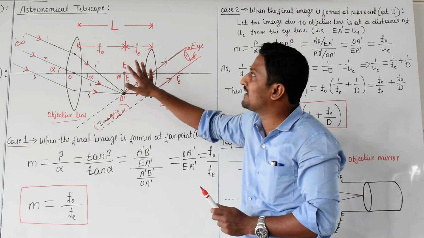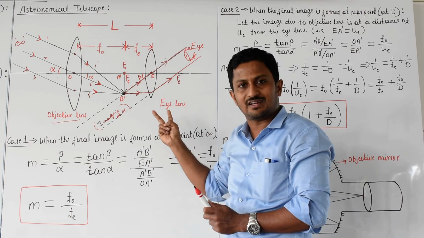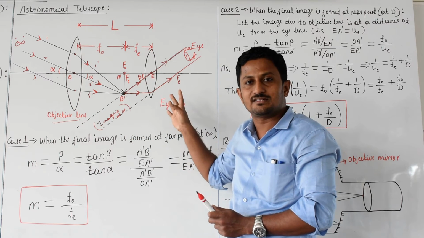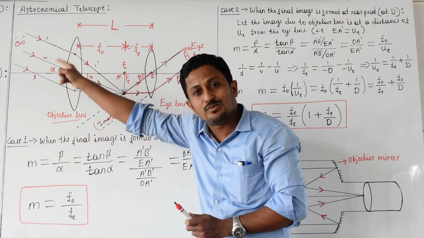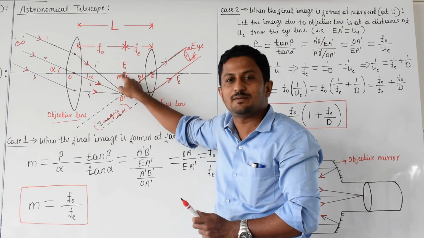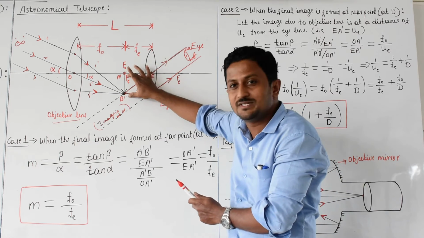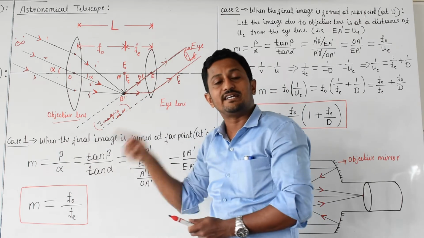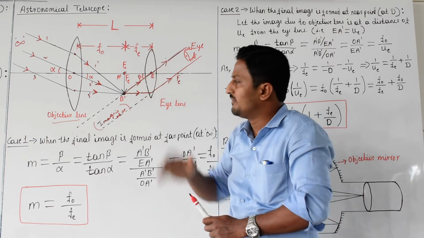This is the ray diagram of a telescope. Here two magnifications are there. One is by the objective lens and another one is by the eye lens. See here, for the objective lens we treated the object at infinity, and the image is produced at the principal focus. For the eye lens we take the object at the principal focus and we got the image at infinity. Have you understood? This is about the ray diagram of a telescope.